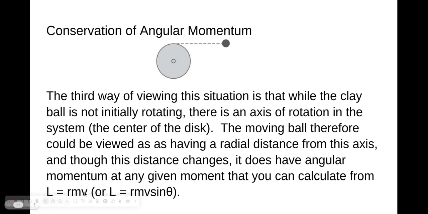So this formula, RMV, assumes that the velocity is tangential. In other words, it's striking perpendicularly. But the ball's not perpendicular necessarily until it sticks. So we actually have to use the sine of the angle that it makes.